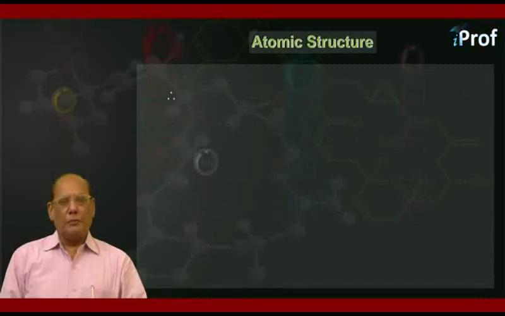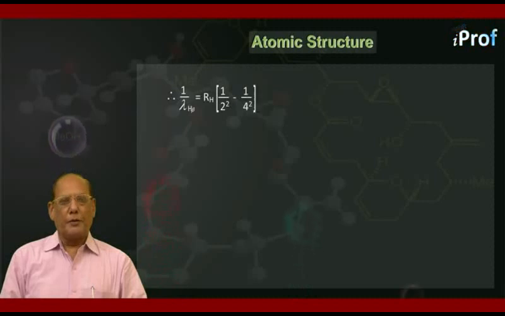1. And similarly, 1 upon lambda H beta is equal to RH multiplied by, within brackets, 1 upon 2 square minus 1 upon 4 square. That comes out to be equal to 3 RH upon 16. Mark it as number 2.